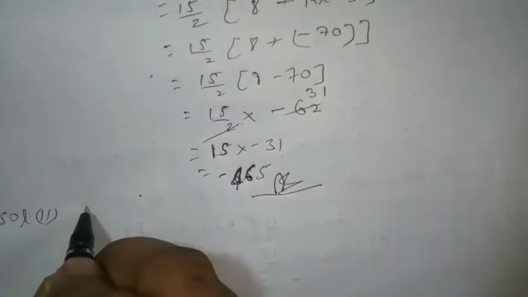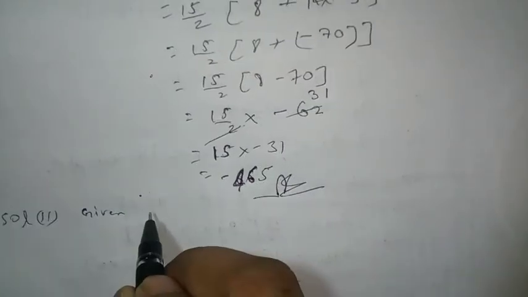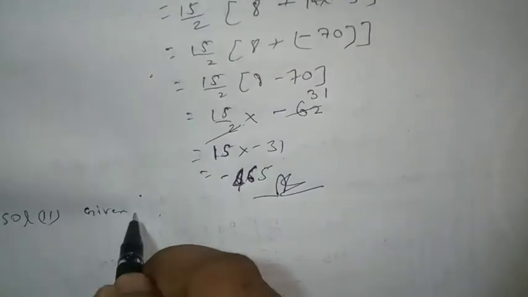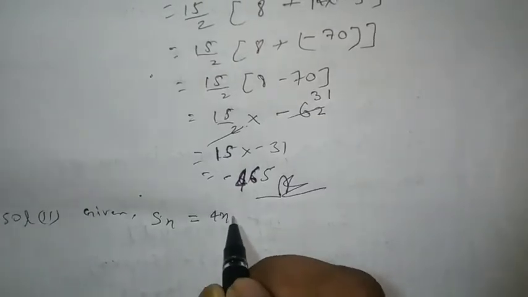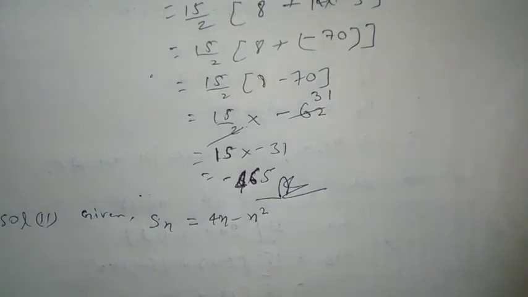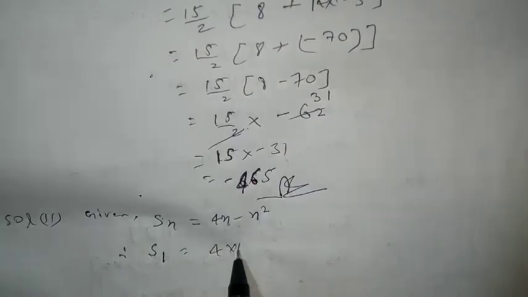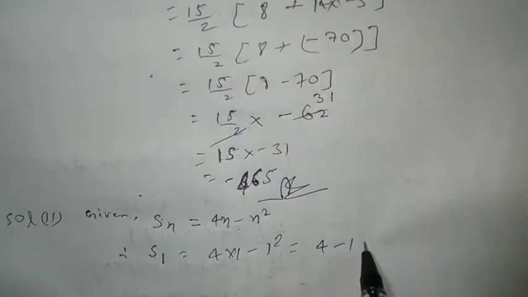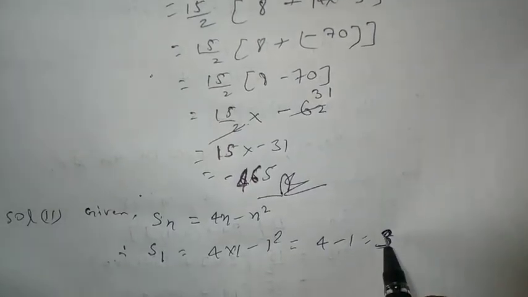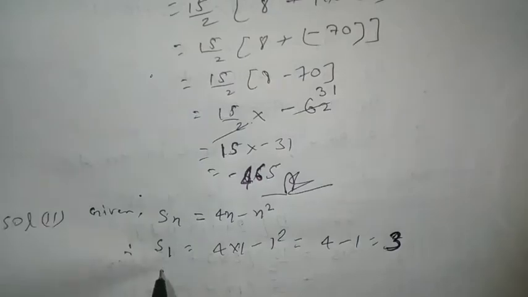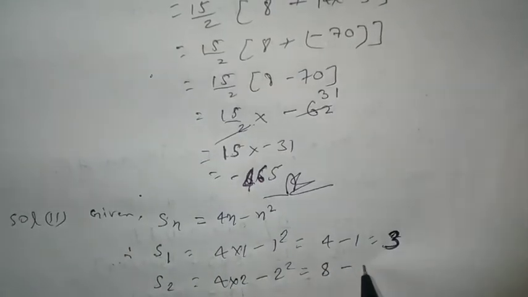Given Sn is equal to 4n minus n square. So S1 is equal to 4 into 1 minus 1 square is equal to 4 minus 1 is equal to 3. S2 is equal to 4 into 2 minus 2 square is equal to 8 minus 4 is equal to 4.